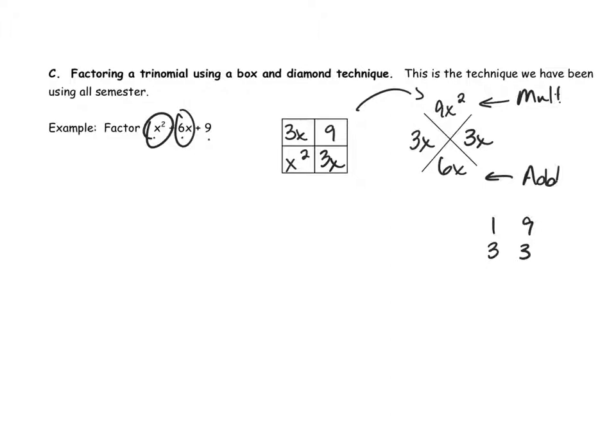So if I look at this column right here, the most I can take out of there is an x. X times x gives me x squared. X times 3 gives me 3x. On the other side, x times 3 gives me 3x, and then 3 times 3 gives me 9. You always want to double check this last one. Does this times this give you that? And it does. So my factored form here is x plus 3 times x plus 3.